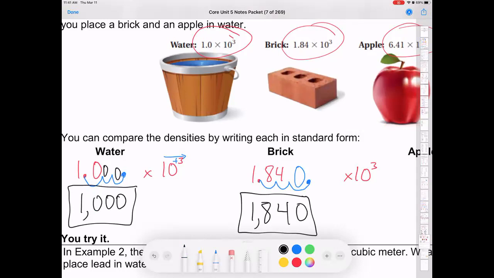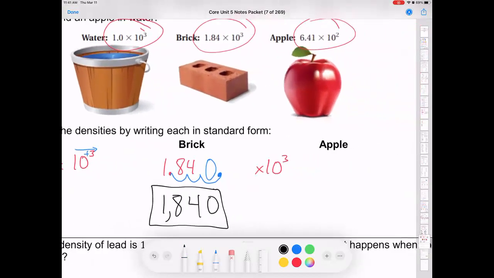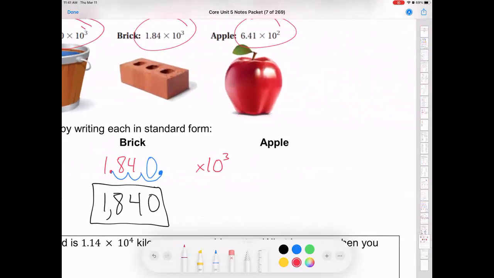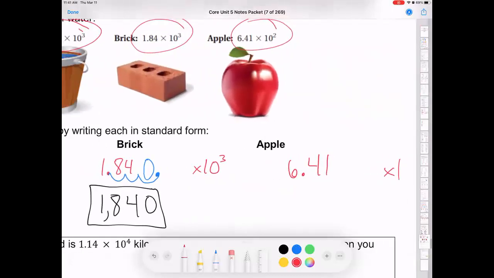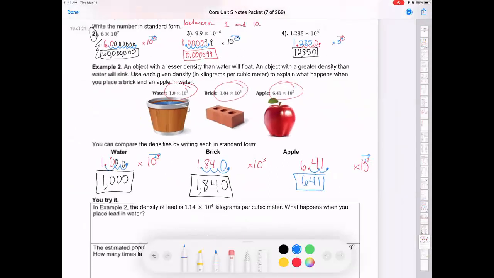And finally, for the apple, we see that it is 6.41 times 10 to the 2nd. Now, because that is a positive 2, we know that we're going to go to the right 2. So we're going to move our decimal over 2, giving us 641. Now, each of them are in standard form.